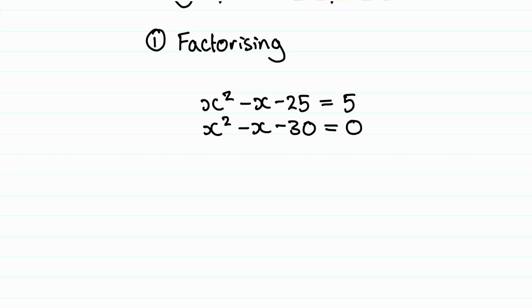And then we want to factorize this into some brackets. So we want two things that multiply to negative 30 and add to negative 1, for the x term. You should be able to see fairly quickly that that would be x plus 5 and x minus 6. So plus 5 and minus 6 multiply to minus 30, and 5 minus 6 is minus 1, and that gives us our minus x here.